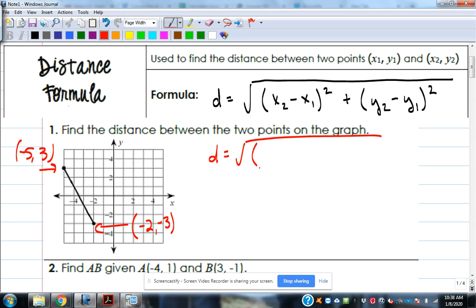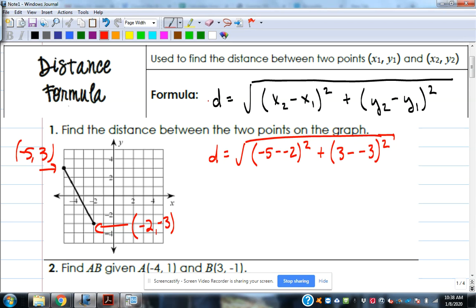So subtract the x values. I'm just going to go -5 minus -2 squared. Subtract the y values. I'm just going to do it in the same order. Technically, it doesn't even matter if you do it in the same order or not. As long as it's x's together and y's together, the squared will take care of it.